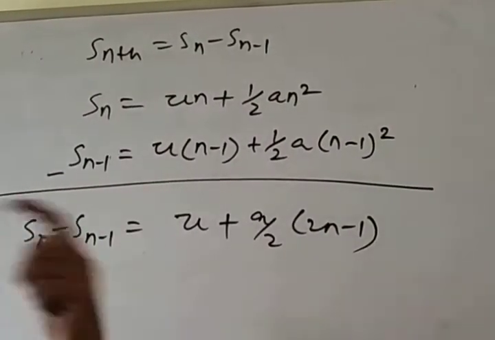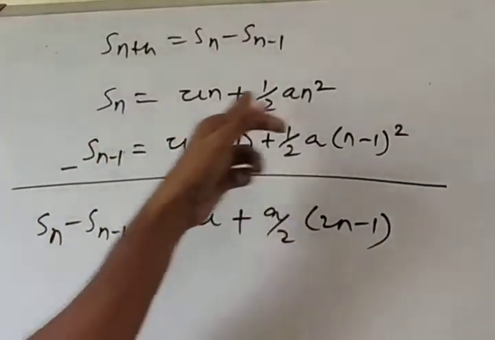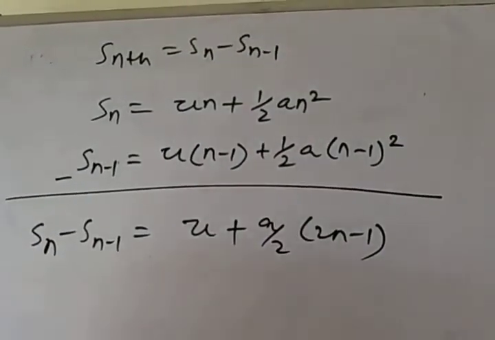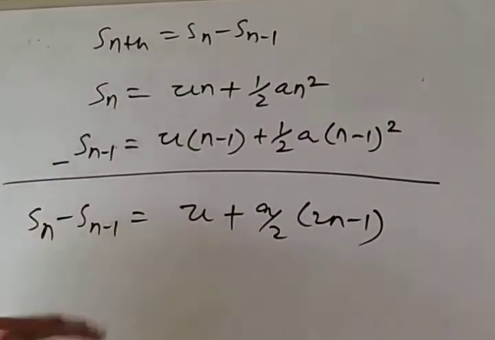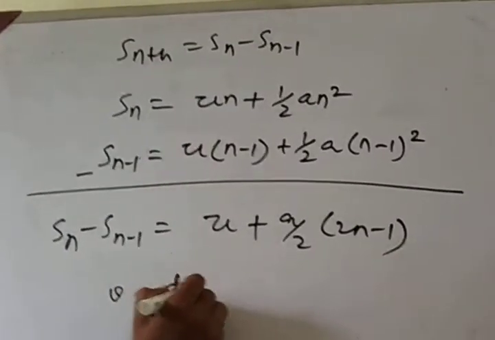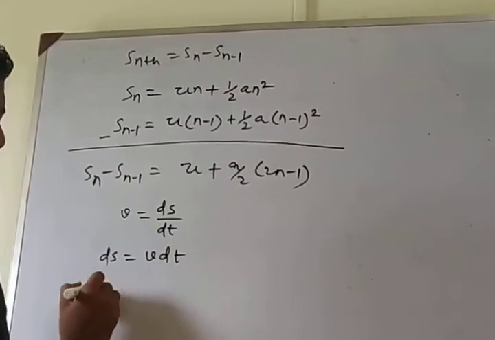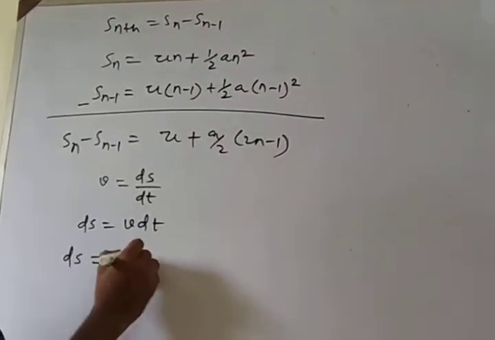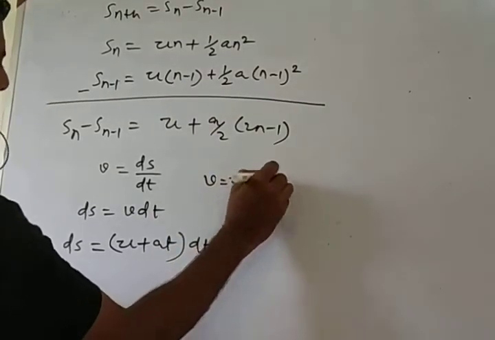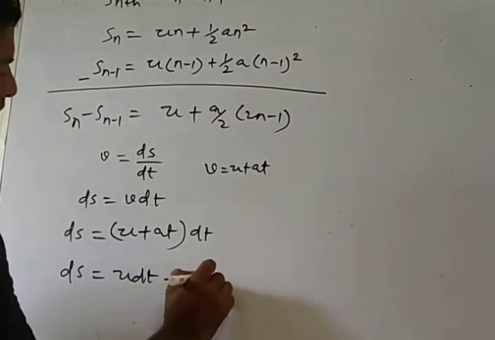I will do it in a method 2 using integration. So I am leaving this up to you: you just subtract the second equation from the first equation to get this. I will do it in a different way, that is using integration, the way we have done S equal to ut plus half at square. Instantaneous velocity is given as v equal to ds by dt. So ds equal to v dt, and we know v equal to u plus at, our first equation of motion. So ds will be u dt plus at dt.